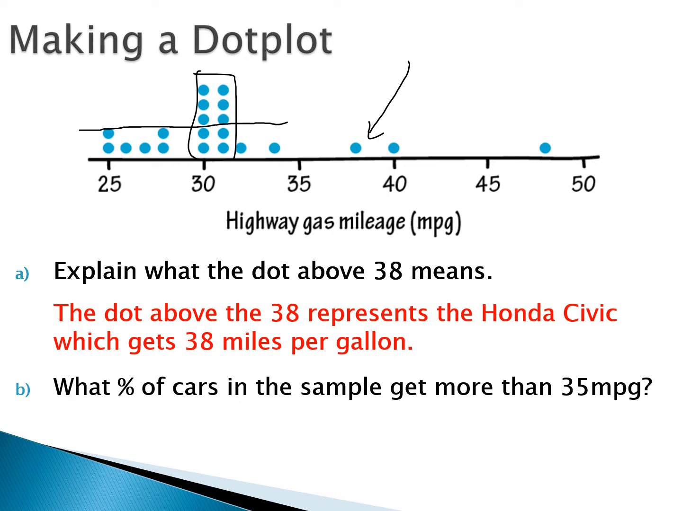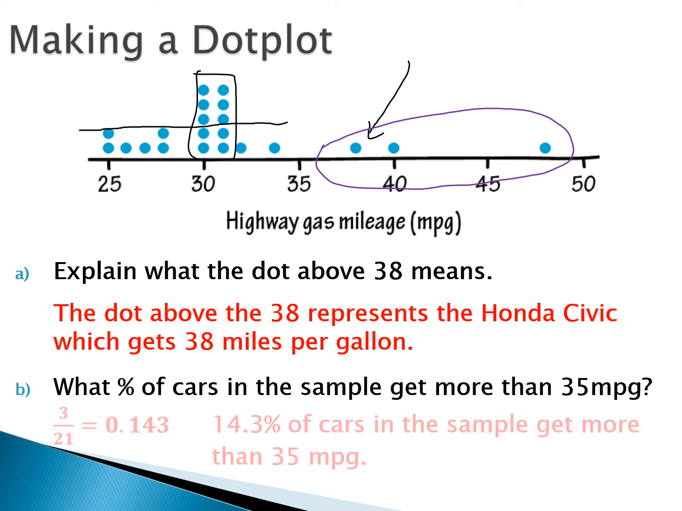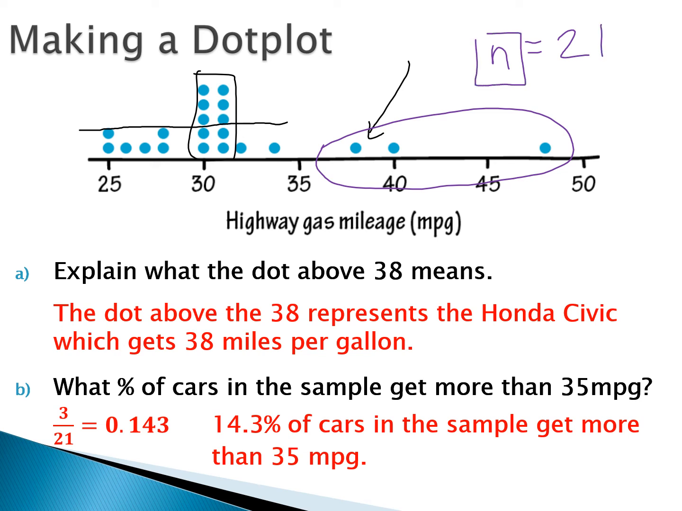What percentage of cars in the sample get more than 35 miles per gallon? We're just going to count up all the values that are more than 35. There's 3 of them, and we're going to make that into a percentage by putting it over the total number in our sample. So if we add up all these dots, we get 21. That's our sample size. We denote sample size with the variable n. So 3 over 21, 0.143, about 14.3% of cars in the sample get more than 35 miles per gallon.